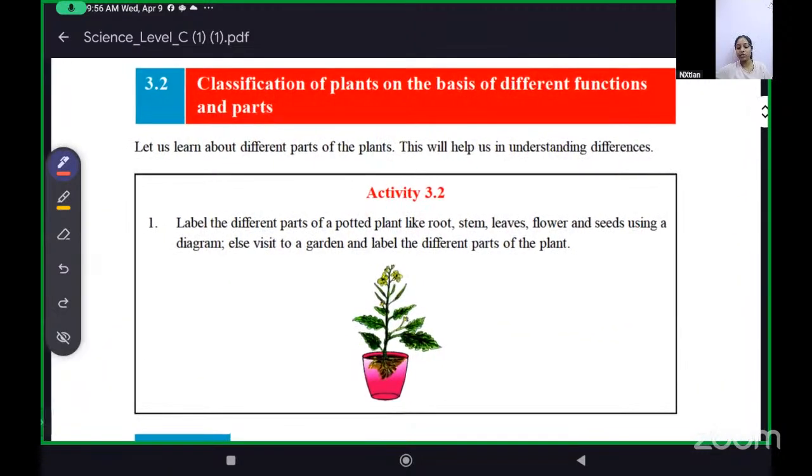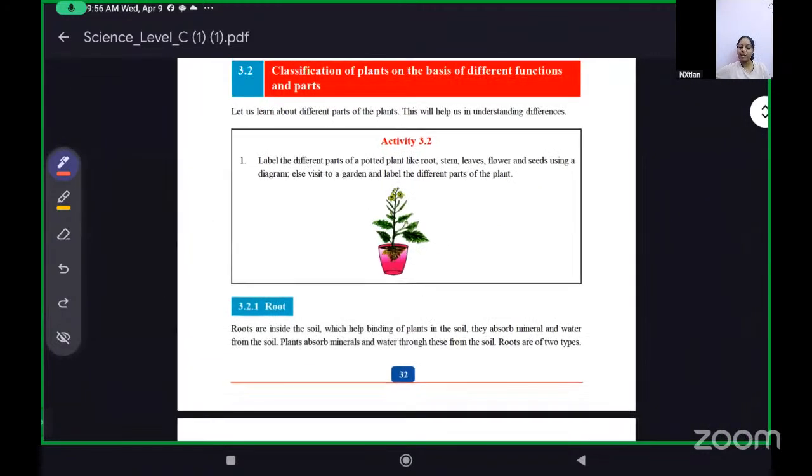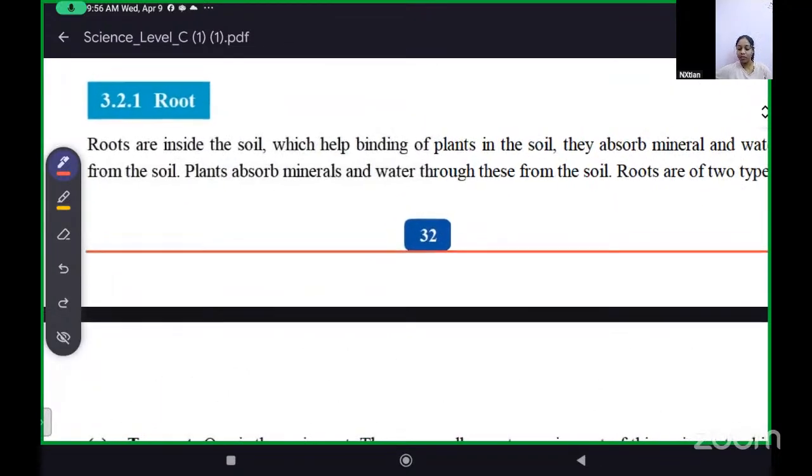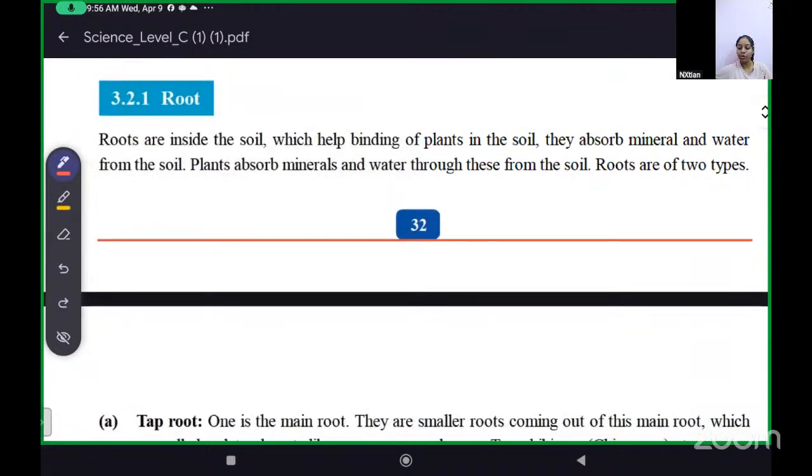Right now we saw the classification on the basis of height. Then we have another classification on the basis of different functions and parts of the plant. We have a very important part of a plant called root. What is a root? A root goes inside the soil and helps the plant to hold ground. It helps the plant to absorb water and minerals from the soil.